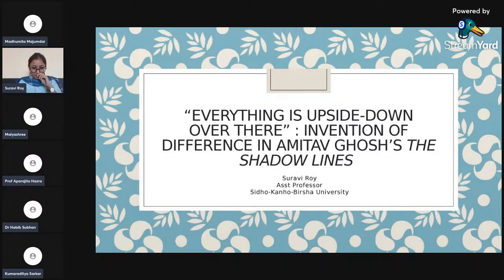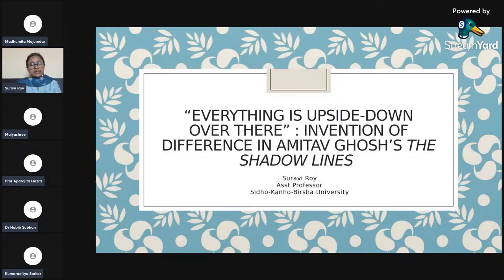So as you can see, that's the title of my paper: "Everything is Upside Down Over There, Invention of Difference in Amitabh Ghosh's The Shadow Lines." I will begin with the first half of the title, "Everything is Upside Down Over There," which is a quote that I have taken from The Shadow Lines.